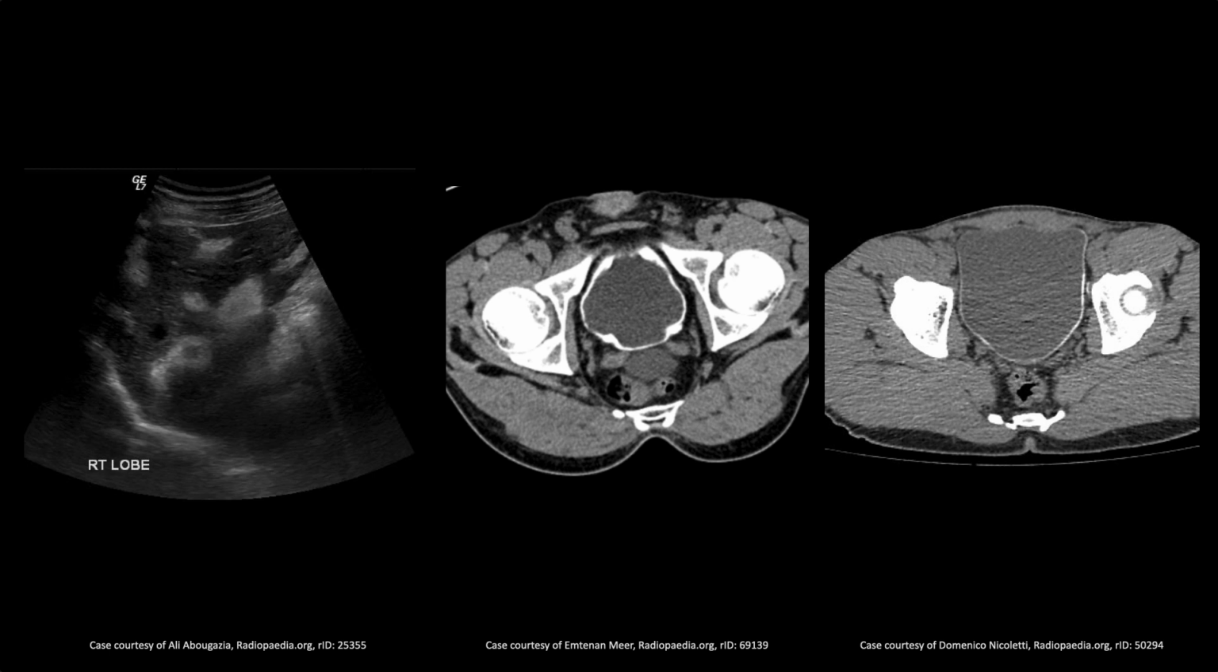For our next diagnosis, we are going to consider these ultrasound and CT images for some clues. This ultrasound shows an image of the right hepatic lobe with really bright echogenic portal triads, which can indicate periportal fibrosis, and the CT images show calcifications of the GU tract and specifically the urinary bladder.